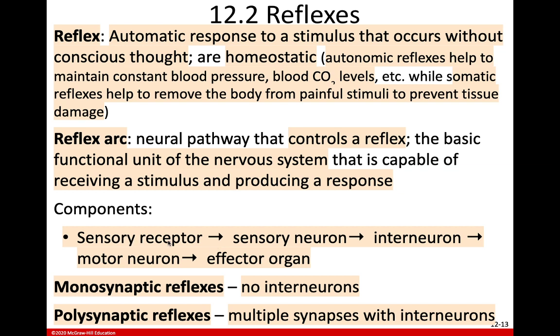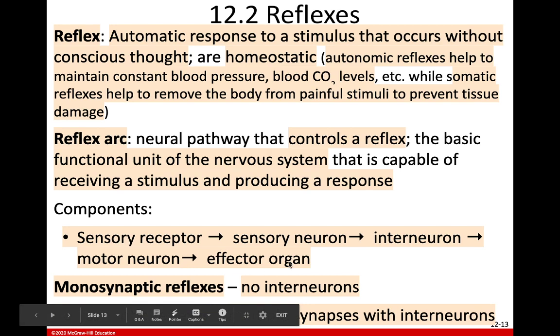A sensory receptor could be in your skin, it could be in your eye, it could be in your nose, in your taste buds, in your ears. It receives a stimulus. That information is passed along a sensory neuron to an interneuron in the spinal cord in this case, and then the information for a response goes along the motor neuron to an effector organ, such as skeletal muscle, smooth muscle, cardiac muscle, or a gland.